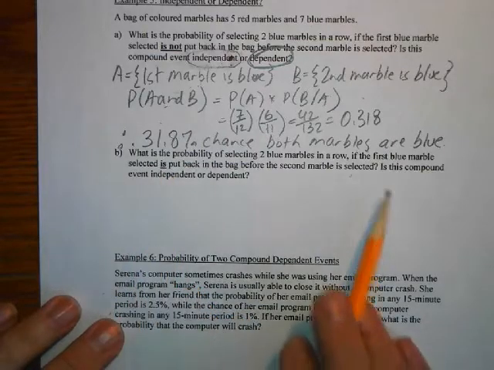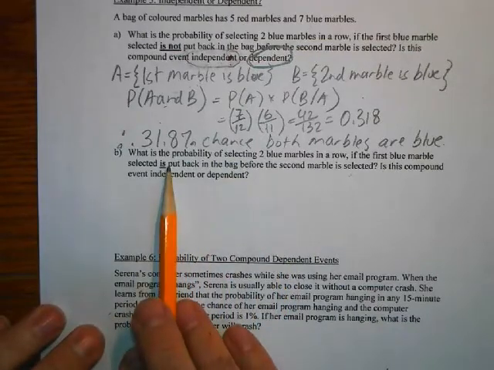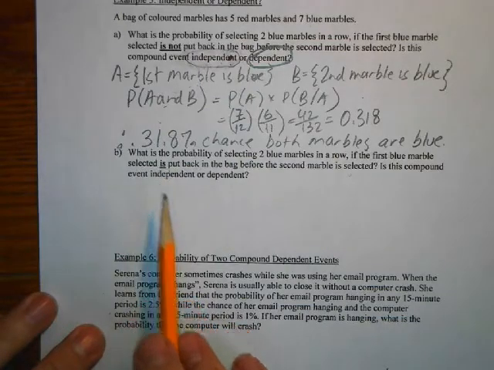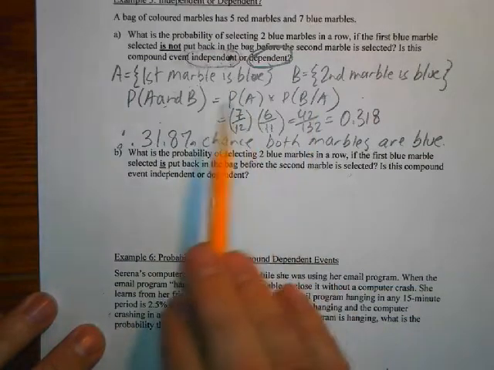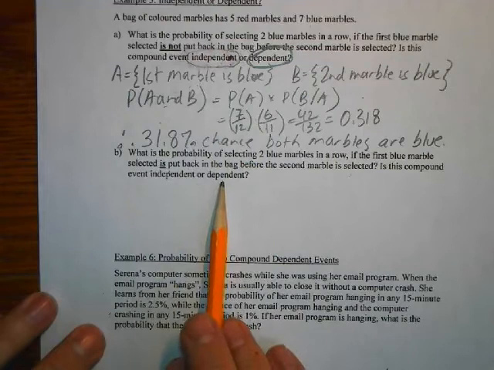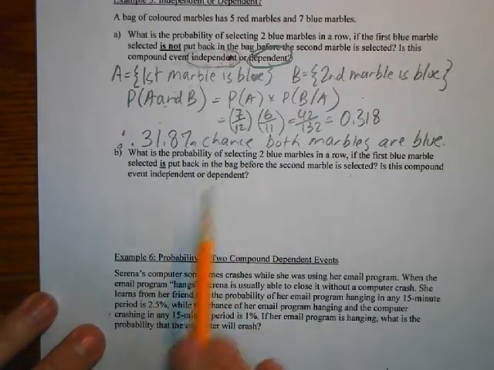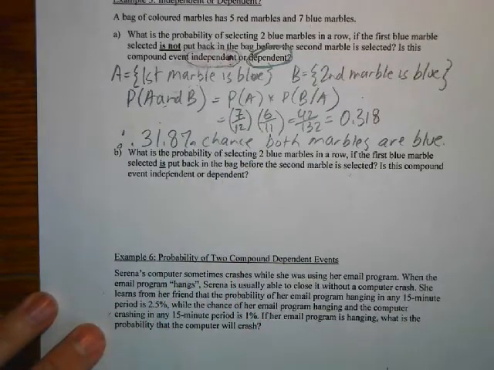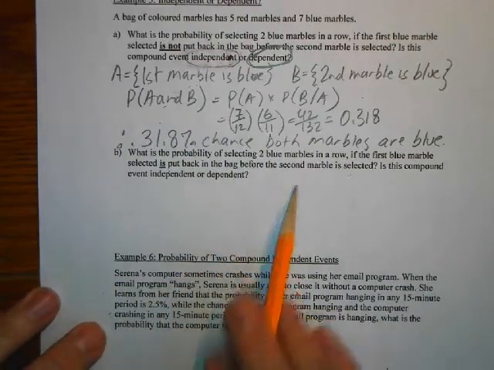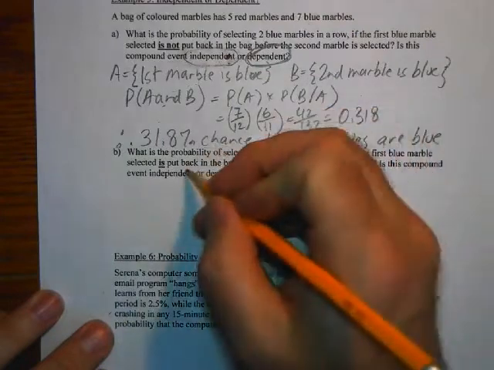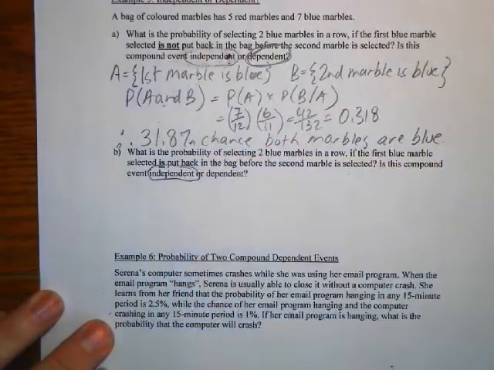So in this case, since we put back the blue marble, in both cases, before we pull a marble out, we have 12 total marbles, and in both cases, we have 7 blue to choose from. So it's the same probability. In this case, it doesn't matter what happened with the other marble. Whatever happened does not affect the second probability. So in this case, we are independent because we put back.